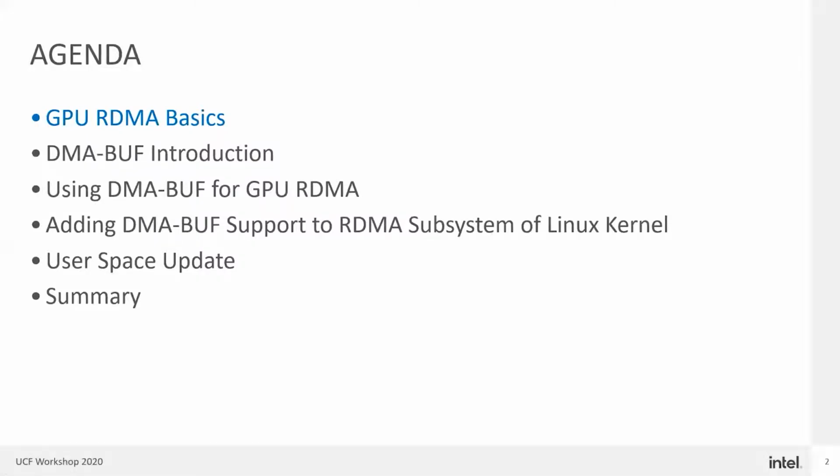Here's the agenda. At the beginning, I will talk a little bit about GPU RDMA itself, followed by an introduction of Dma-Buf, what it is and how it is used. Then I'll give an example of how to use Dma-Buf for GPU RDMA, followed by a demonstration of how to implement this support in the Linux RDMA subsystem with some user space updates, and finally a summary.